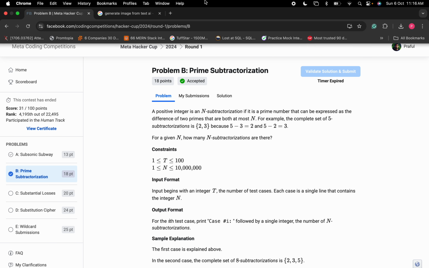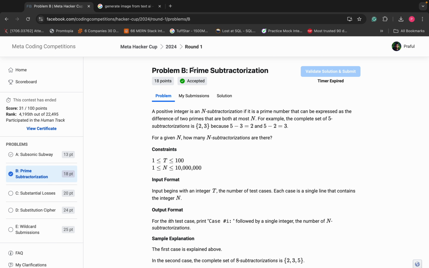Hey, so today we are gonna solve problem B of Meta Hacker Cup Round 1 2024. Problem B is Prime Subtraction. So basically we are given an integer n, and we have to tell how many n subtractions are there up to n. And what is an n subtraction?